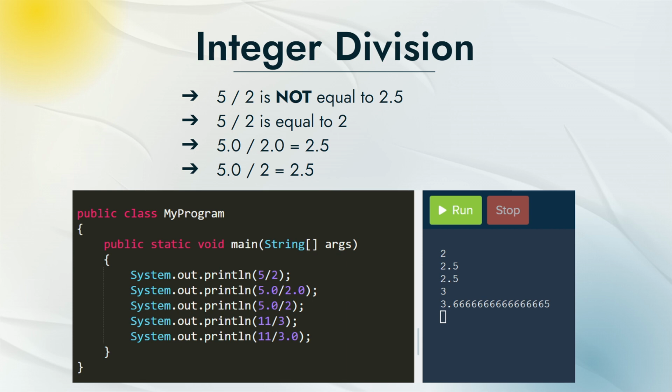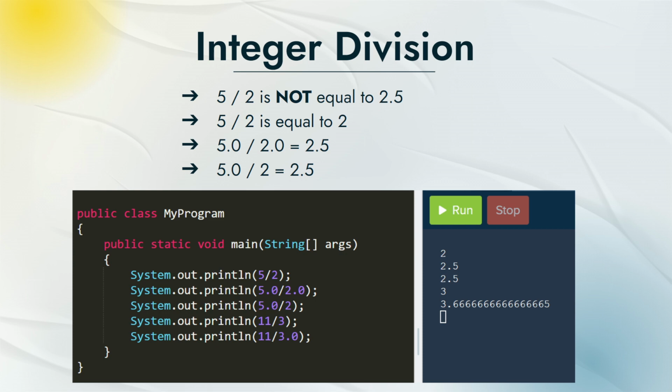One important thing we need to look at is integer division. 5 divided by 2 is not equal to 2.5. 5 divided by 2 is equal to 2 because 5 is an integer and 2 is an integer. So when you do 5 divided by 2, it cannot output a double. It will output an integer.